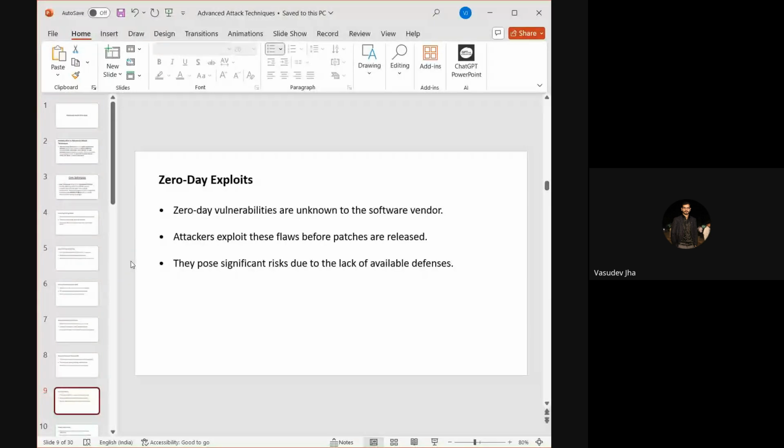So in that condition, attackers exploit these flaws before patches are released. Okay. And they pose significant risks due to the lack of available defense. So all the defense mechanisms are not able to tackle that issue.